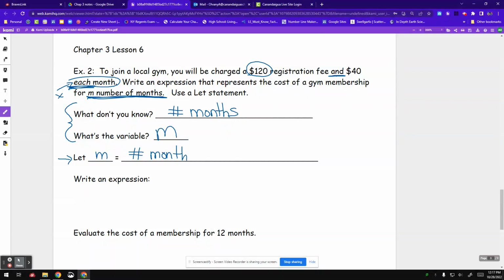And this actually happens when I joined the Y many years ago. You pay up front to be a member, but then you pay per month to remain a member. So our expression is going to be how much you paid up front. You paid that $120 registration fee one time, and then you pay $40 each month. So 40 times M. The number that repeats is the number that gets the variable, because that's what's going to happen every month. First month, January, February, March. Okay. So there's our expression.